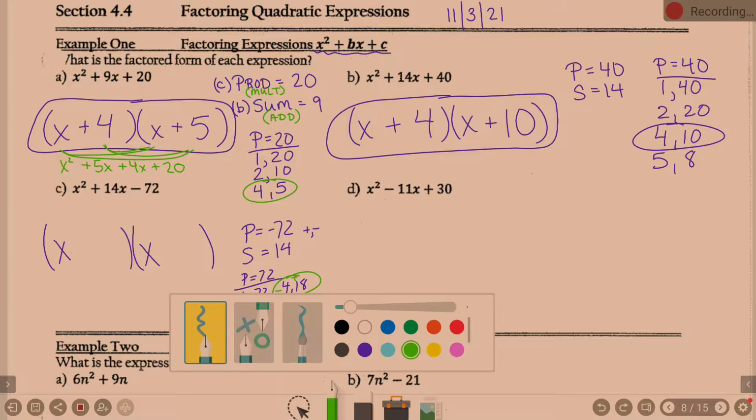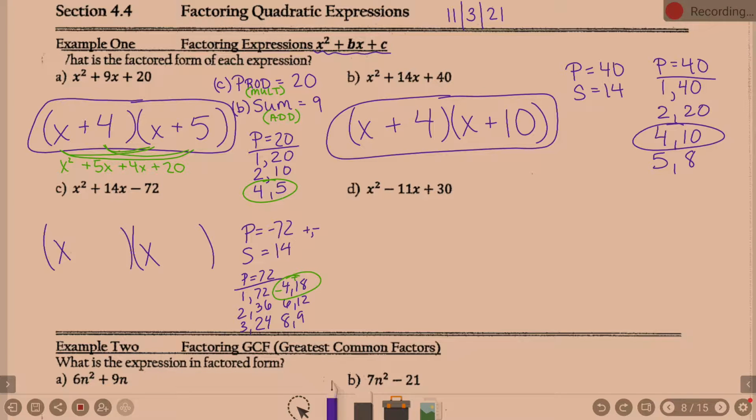And so, based on the way I have taught this, one of my parentheses is x minus 4. The other parenthesis is x plus 18.